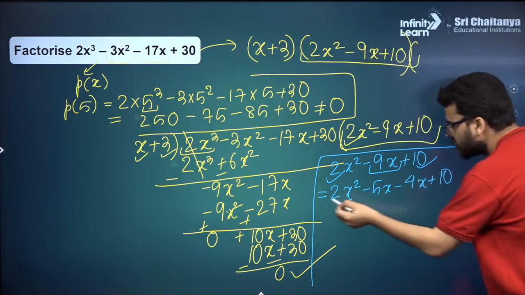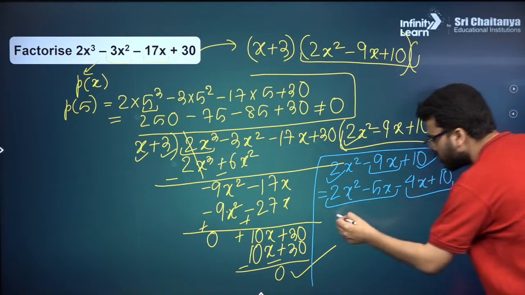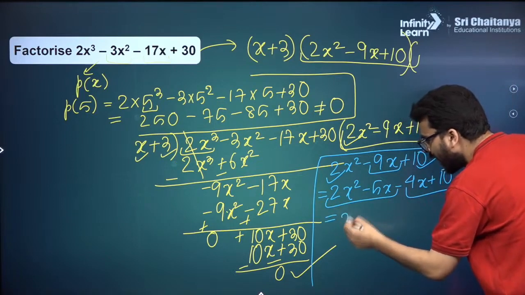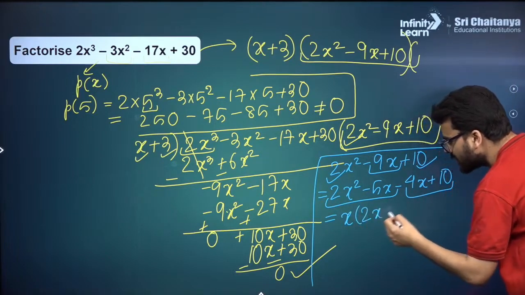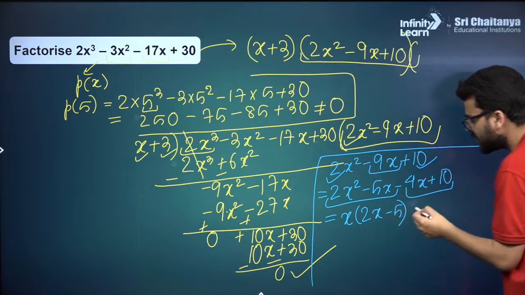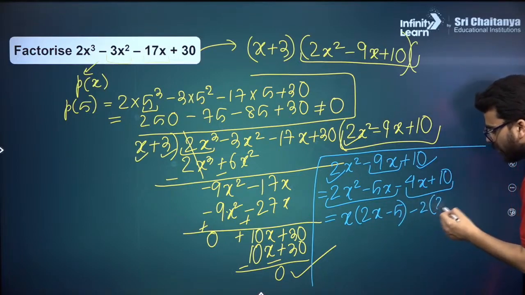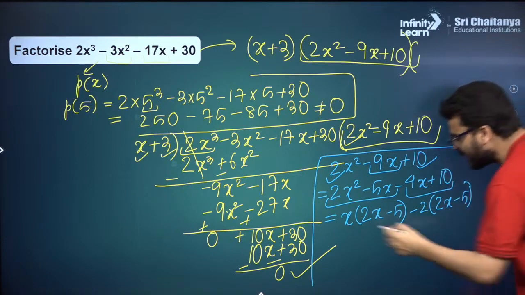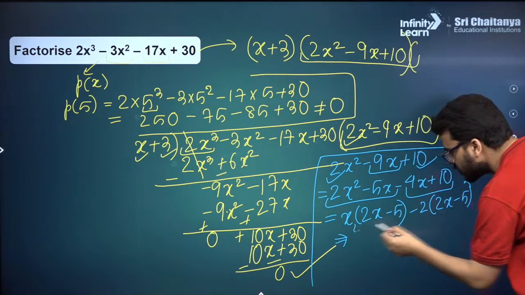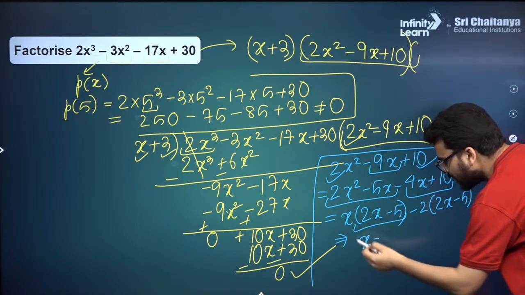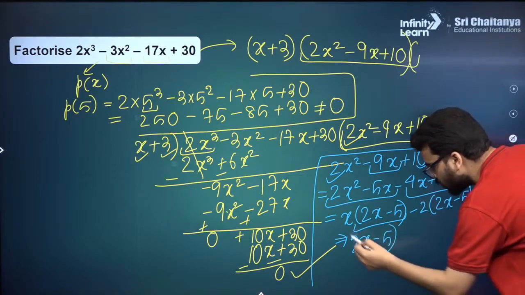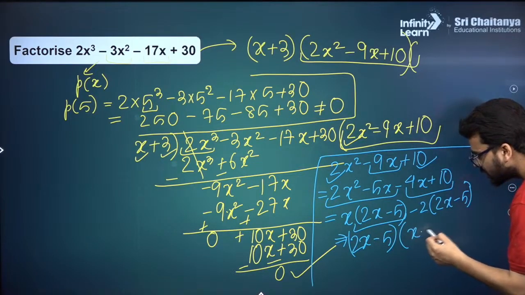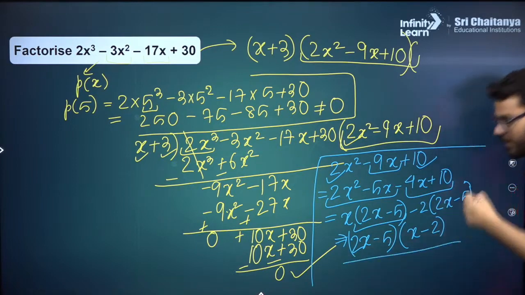Is it clear? So this is the first group, this is the second group. Out of the first group, you can take x as common, so 2x minus 5 is left. Out of the second group, you can take minus 2 as common, so 2x minus 5 will be left over here. I hope that is clear. Now out of the whole expression, you can take 2x minus 5 as common, and you will be left with x minus 2. Is it clear to everybody?